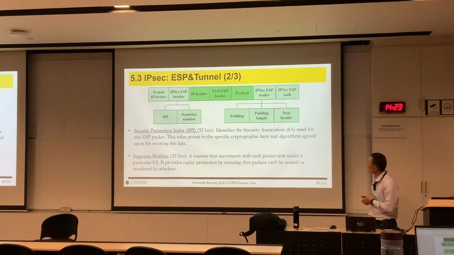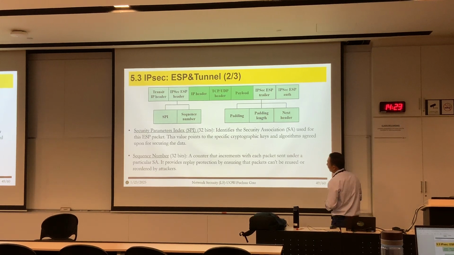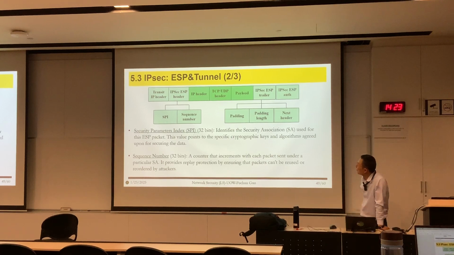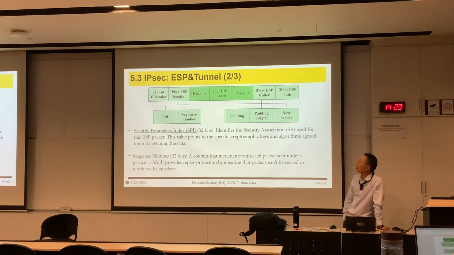And so next are also the details of each field, the function of each field. Again, the SPI is the same, to identify the SA used for this package. That's the same as the previous one. And the sequence number is also the same, to make sure that it's secure against the replay attack.